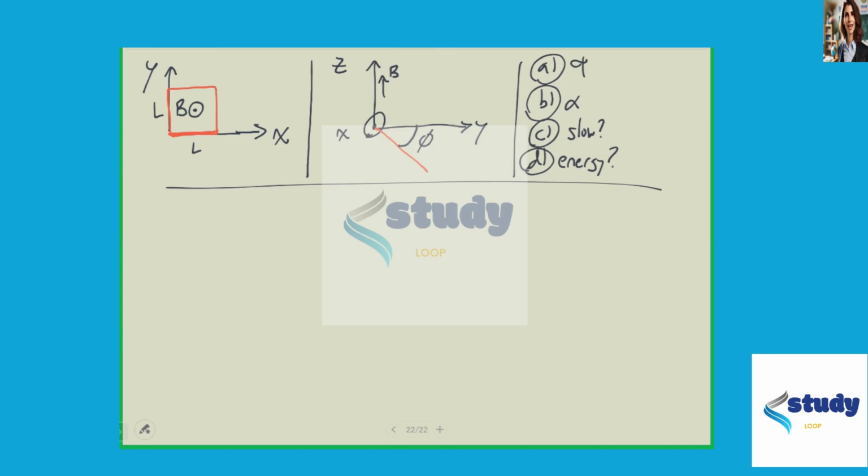And the question asks us a number of things, the first of which is, what is the torque when the loop has rotated an angle phi and is traveling at an angular velocity omega? So first of all, we should remind ourselves that omega is d phi dt, right? The angular velocity is the rate of change of the angle. So let's start by determining the torque.